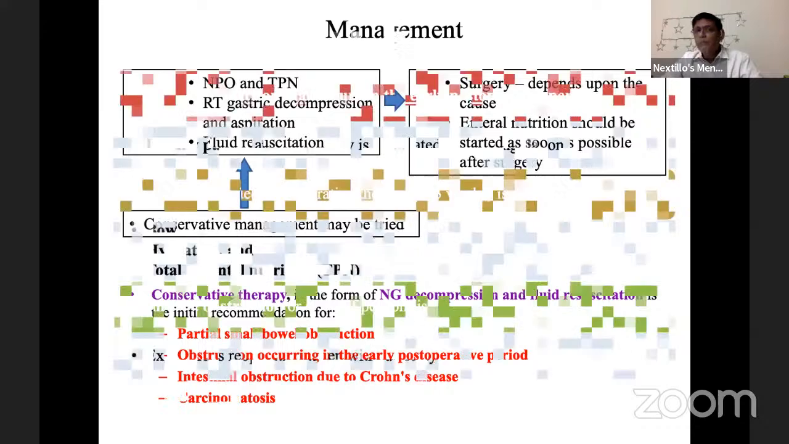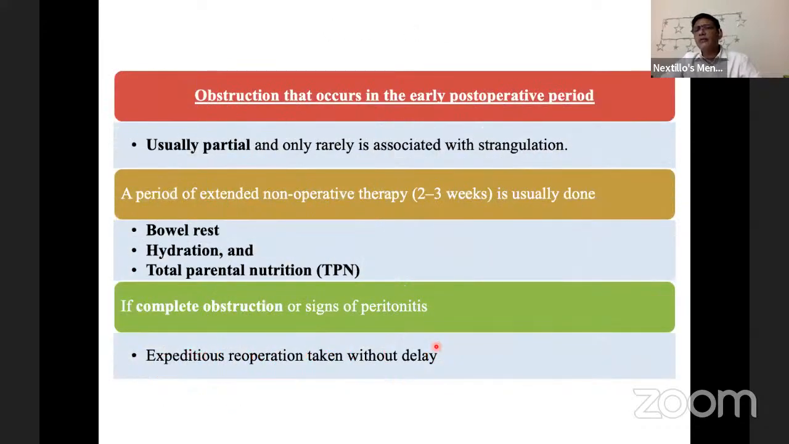The early post-operative obstructions that we see are usually functional, usually partial, and rarely associated with strangulation and decreased blood supply. Therefore, we try extended non-operative therapy for a period of 2 to 3 weeks. If the patient does not respond, then we go with surgery.